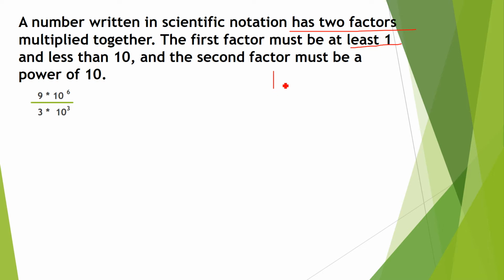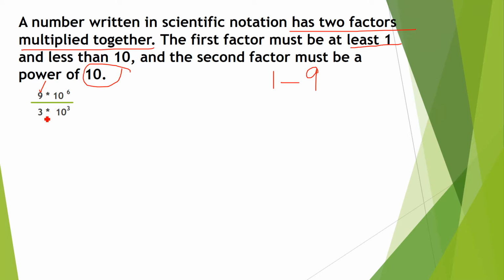So simply we can say the first factor should be between 1 to 9, and the second factor must be a power of 10. So here is the example. This is 9 multiplied by 10 raised to power 6. So the first factor is at least 1 and less than 10, which is 9. The second factor should be a power of 10, which is 10 raised to power 6, and this is multiplied together. So this is the scientific notation.